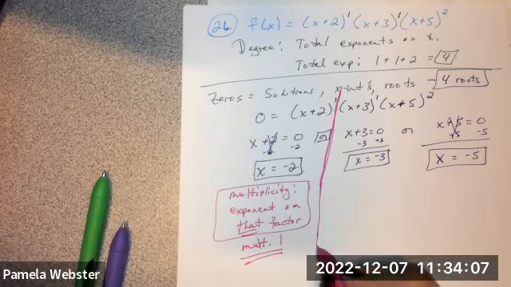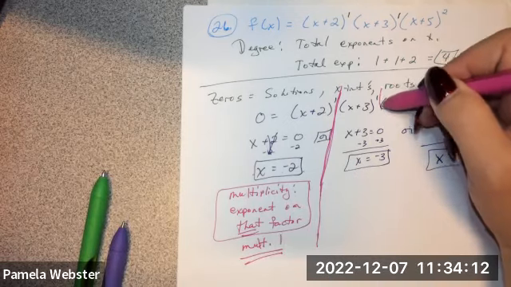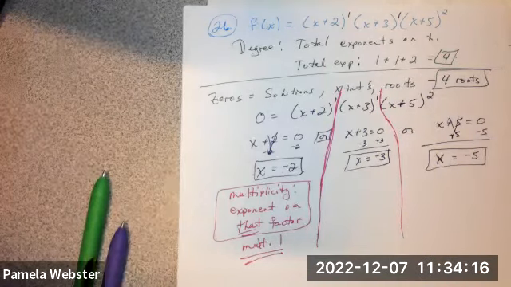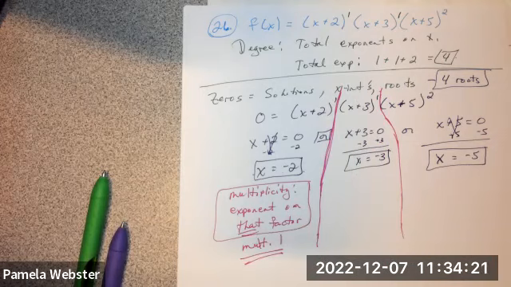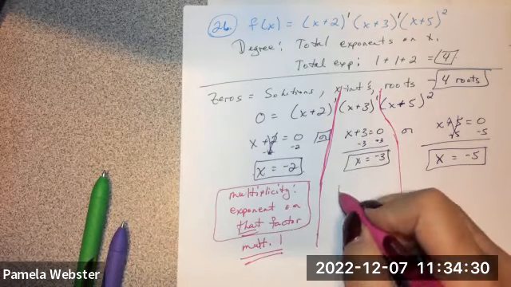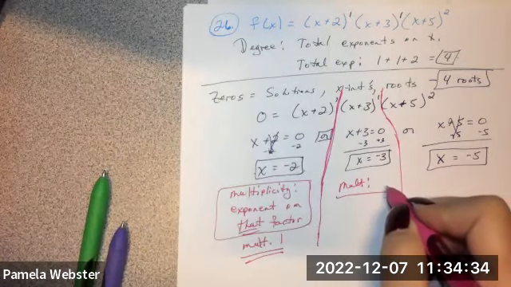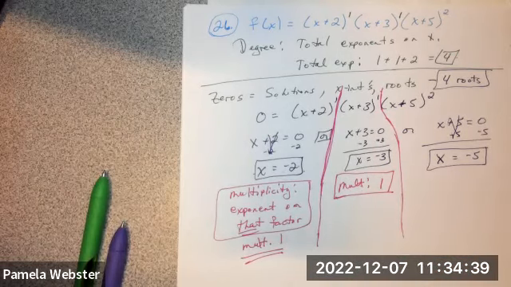Then I ask you, where did this x equals -3 come from? It came from this factor right here, the x plus 3 to the first power. What was the exponent on that factor? It had a 1. So what's its multiplicity? 1, yes, good. I see it on a couple of hands, thank you. It has a multiplicity of 1.